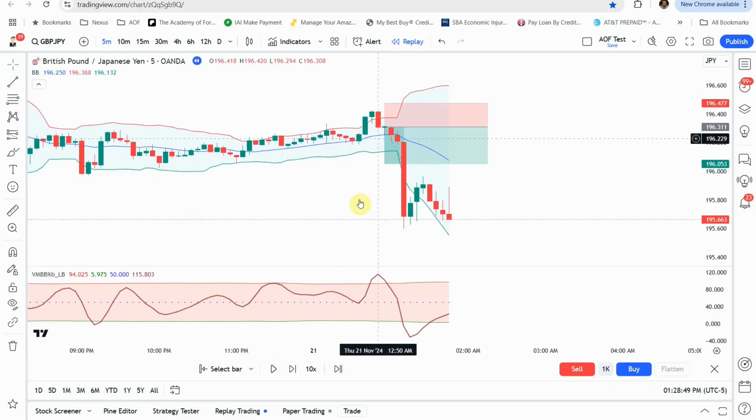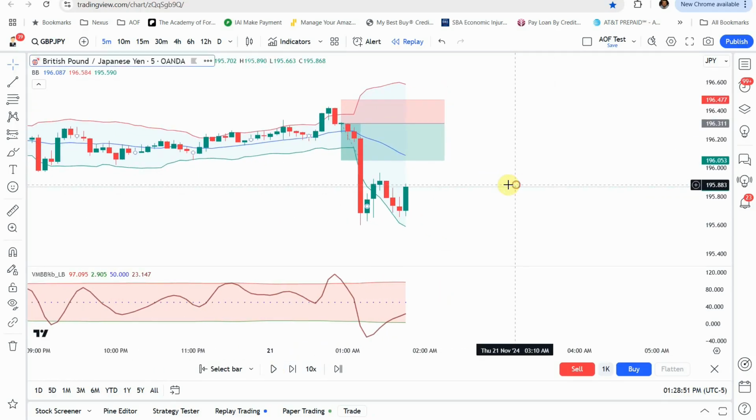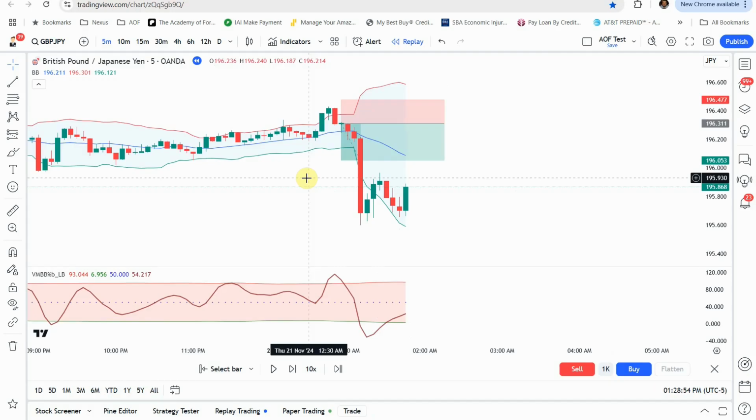A really strong push to the downside gets us to our take profit once again. Alright, so that puts us at the end of the testing right there.